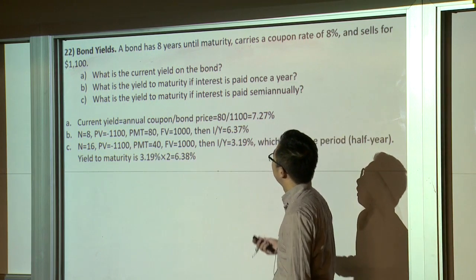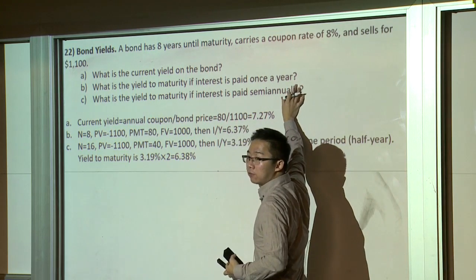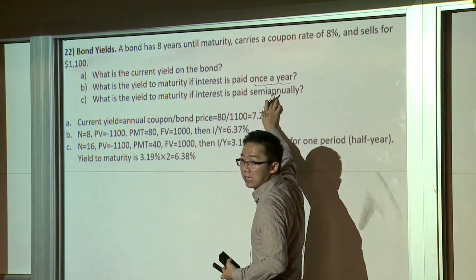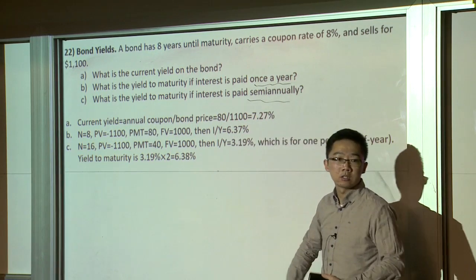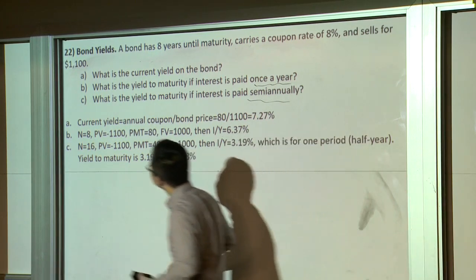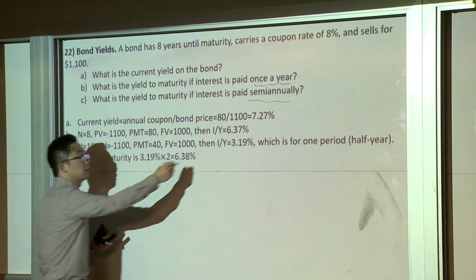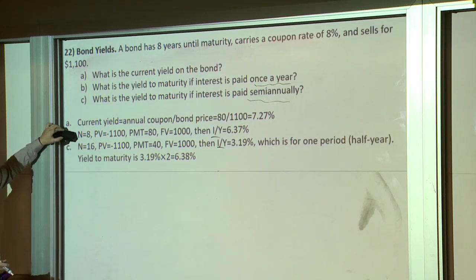Okay, and what is the yield to maturity? So for B and C, we changed the compounding frequency. For B, it is paid once a year. It's annual compounding. The second one is paid semi-annually, so it's compounded twice a year. What is the yield to maturity? Basically, we are calculating for the I/Y. So take a look at the first one, if it's annual compounding.